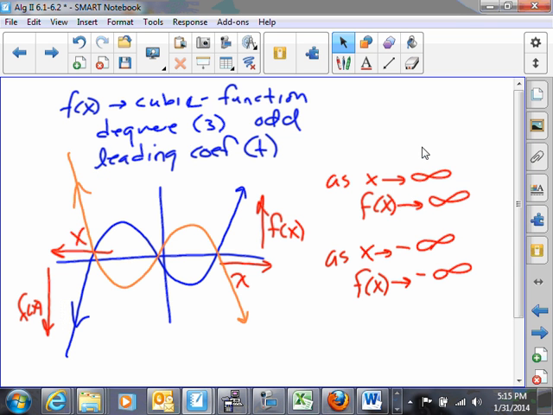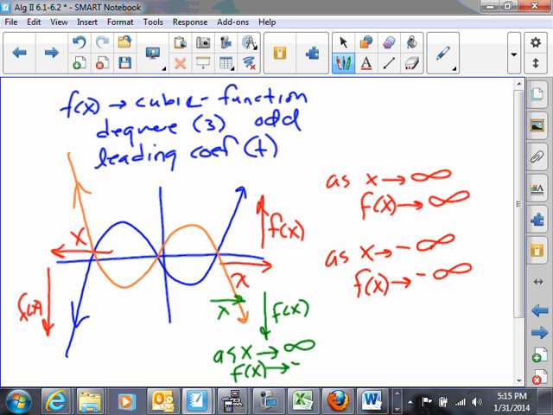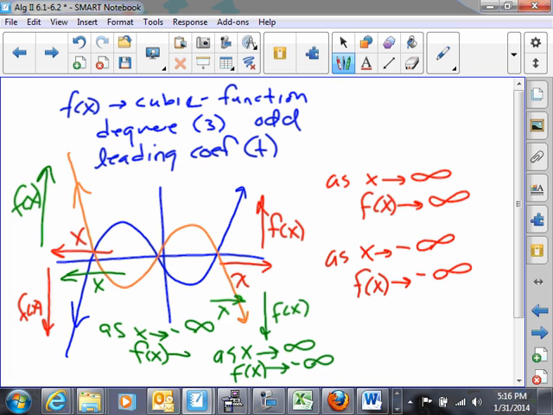Okay, so notice now, when we change the sign of the leading coefficient to be negative, our right-hand behavior, as x goes this way, f of x goes this way. That is, as x increases without bounds, f of x decreases without bounds. And over here, as x is going to the left, f of x is going up. So we would say as x decreases without bounds, f of x increases without bounds.